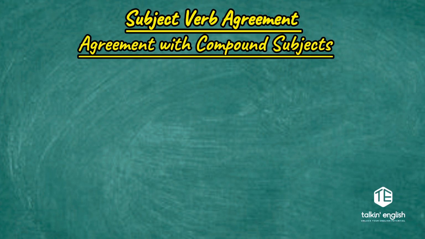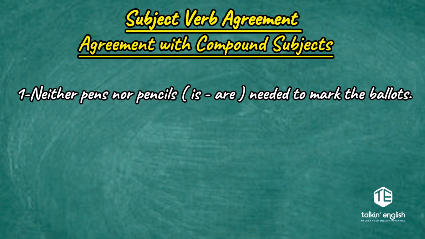Number one, neither pens nor pencils is or are needed to mark the ballots. As you can see here, the compound subject is made up of these two words. I have the word pens and I have the word pencils. And in the middle, I have the word nor used as a conjunction. In this case, I have to find the number of these subjects. Pens is plural, pencils is plural, and in this case, I have to choose a plural verb. The plural verb that should be used here is the word are.